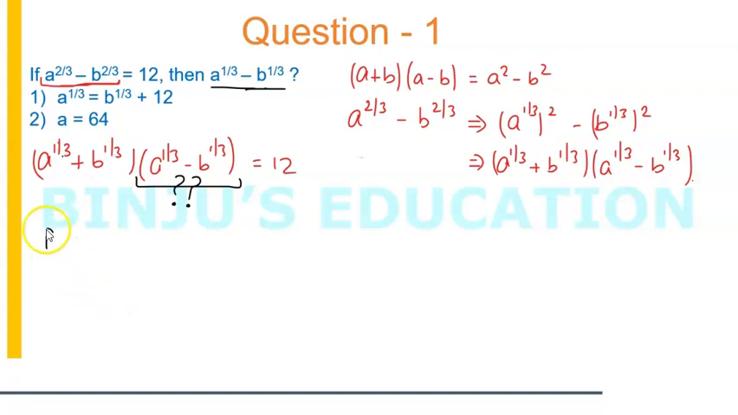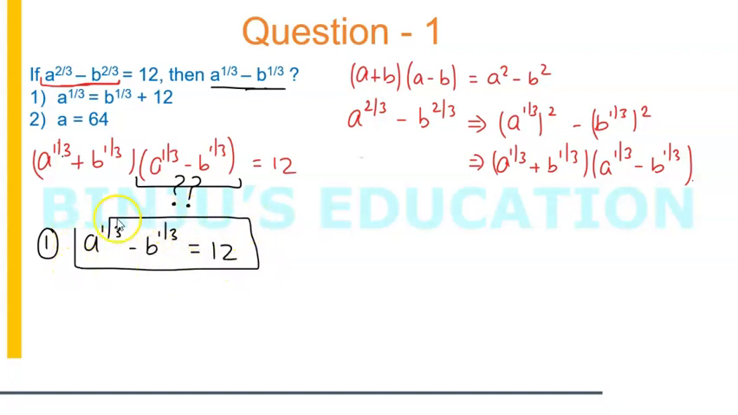Statement number 1 says a to the power 1 by 3 is equal to b to the power 1 by 3 plus 12. Now from that statement I can directly conclude that a to the power 1 by 3 minus b to the power 1 by 3 will simply be equal to 12. So from statement 1 I can directly say that yes, I have a definite value of a to the power 1 by 3 minus b to the power 1 by 3, which is equal to 12. Now if I use this information, effectively I don't need to do that also, because they're asking me a to the power 1 by 3 minus b to the power 1 by 3, which is effectively equal to 12.